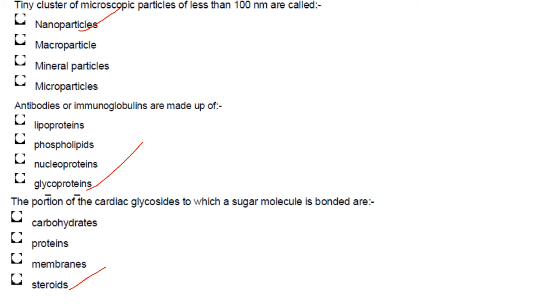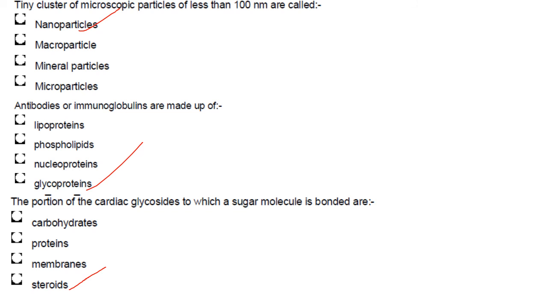Then next one, tiny cluster of microscopic particles of less than 100 nanometers are called as nanoparticles. Answer is option A. Antibodies or immunoglobulins are made of glycoproteins. Answer is option D.